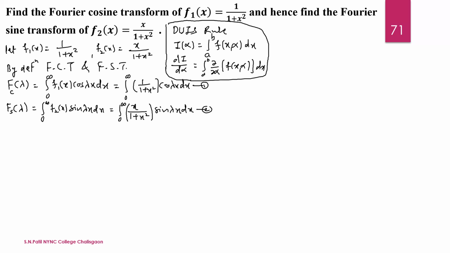Now first we solve the Fourier cosine transform. First we consider equation 1. The left hand side is a function of lambda, capital F of lambda suffix c, so instead of that we consider I, which is a function of lambda, equal to the integral from 0 to infinity of 1/(1 + x²) cos(λx) with respect to x. Say equation number 3. Now apply the DUIS rule.